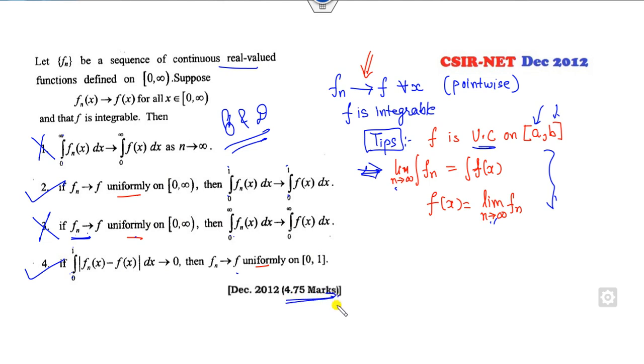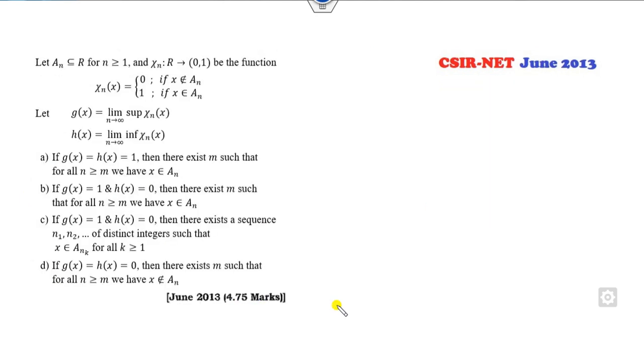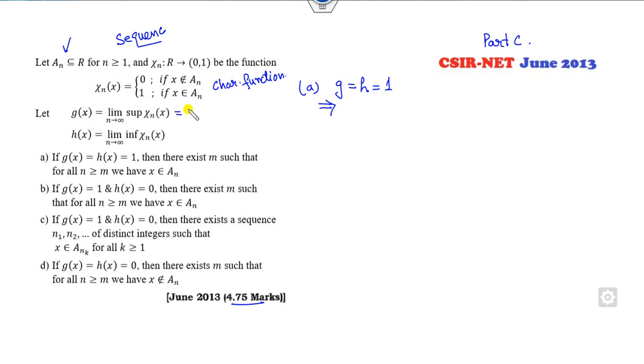It's a part C question. Okay, look at another one. This is again part C, which consists of more than one correct option. a_n is a sequence. First of all, this is a sequence. G and H are defined like this, and this is just like a characteristic function. Okay, firstly look at the first option. If G is equal to H is equal to 1, what does that imply? G is equal to 1, H is equal to 1.